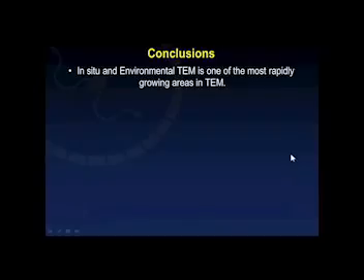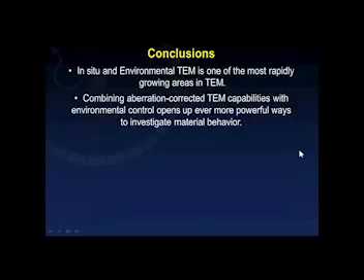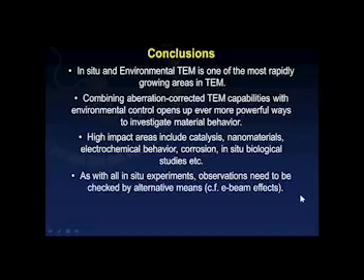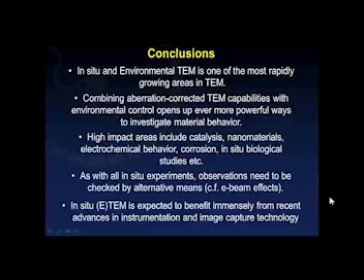So in conclusion, in-situ and environmental TEM is one of the most rapidly growing areas in TEM. Combining aberration-corrected TEM capabilities with environmental control opens up ever more powerful ways to investigate material behavior. High-impact areas include catalysis, nanomaterials, electrochemical behavior, corrosion, studying biological specimens in their native environment, etc. As with all in-situ experiments, observations need to be checked with alternative means, particularly the influence of the electron beam for gas and liquid-related experiments. And finally, in-situ environmental TEM is expected to benefit immensely from recent advances in instrumentation and image capture technology.